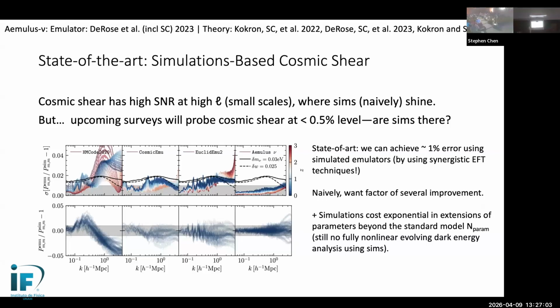But let me just motivate a bit why it may be that the simulations, which are the current state of the art, may be a bit more tricky than you might naively think. Cosmic shear, of course, has high signal to noise at small scales, or at large L, where the simulations naively shine because, as I will get to, perturbation theory and analytic methods have a finite radius of convergence, and so they may not converge on the scale that you want. But on the other hand, upcoming surveys like LSST at the Rubin Observatory will probe cosmic shear and weak lensing at the 0.5% level or better, according to the forecasts.